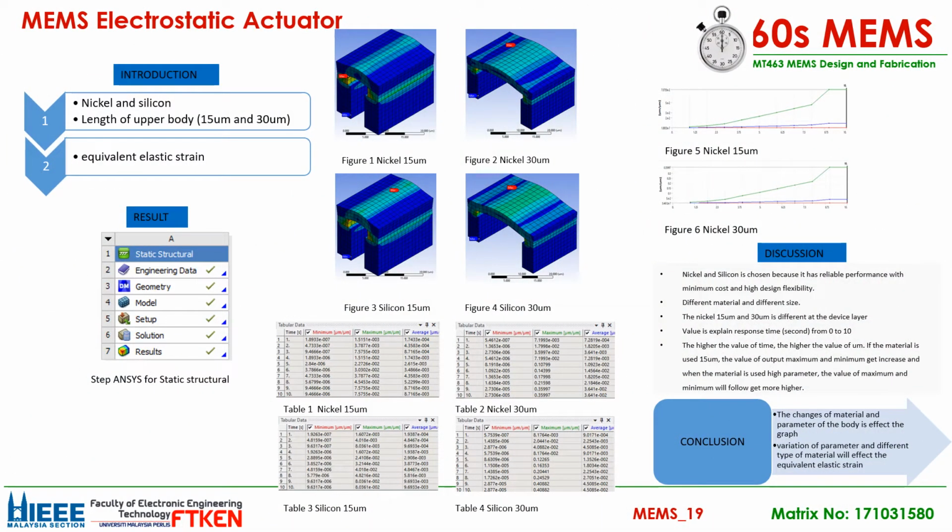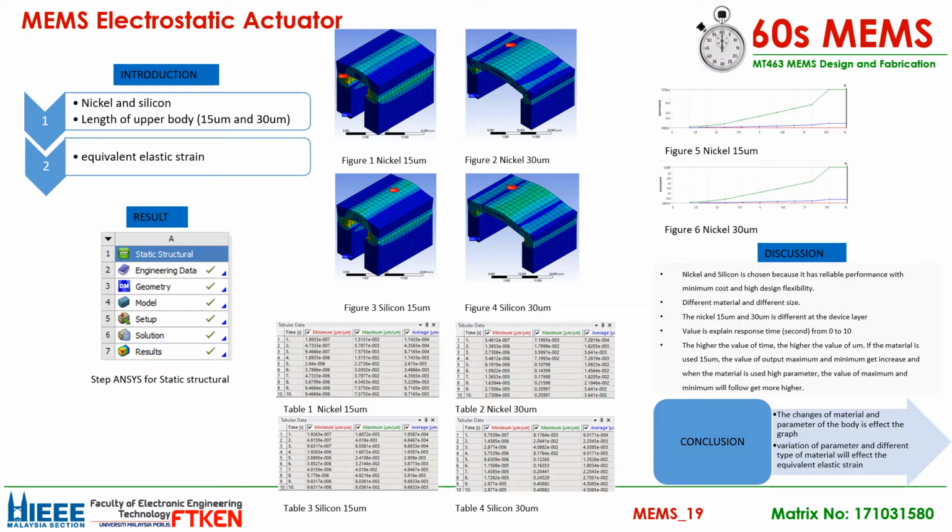This electrostatic actuator compares different materials, which are nickel and silicon. It also compares the value of the parameter of the upper block, 50 micrometer and 30 micrometer. This part explains the result of equivalent elastic strain. The project shows different results when using different material and different size.